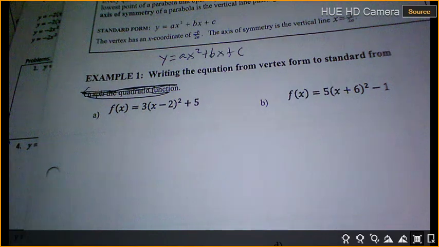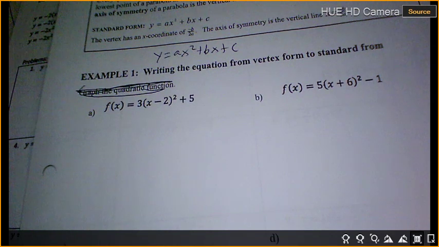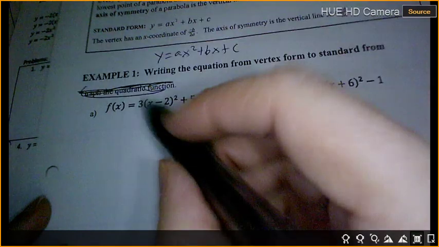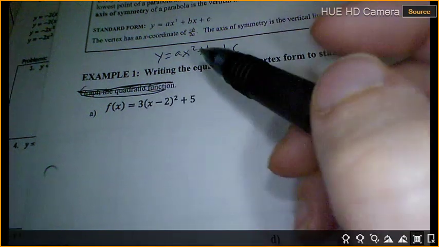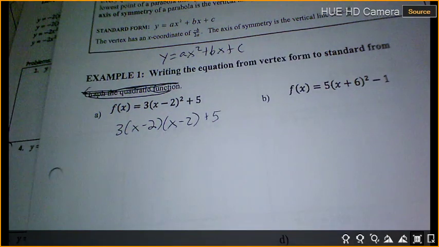And so we know standard form again is y equals ax squared plus bx plus c, which is right up there. Okay? So this is in vertex form. It's nice because I can see what the vertex is right away. But I want it to be in standard form. So you guys get that x minus 2 squared means there's 2 of them, right? So this is the same thing as going 3 times x minus 2 times x minus 2 plus 5. Okay, so there's 2 of those.